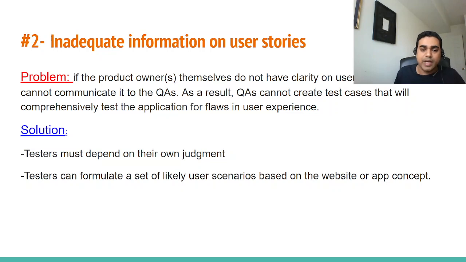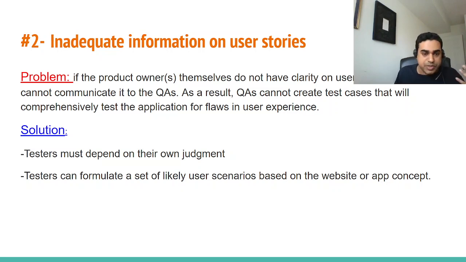As a result, QA cannot create test cases that will comprehensively test the application flows in the user experience. To a large extent, this defeats the purpose of QA testing. So what is the solution? The solution would be, this is where the tester must somewhat depend on their own judgment instead of relying on detailed requirements and user stories.